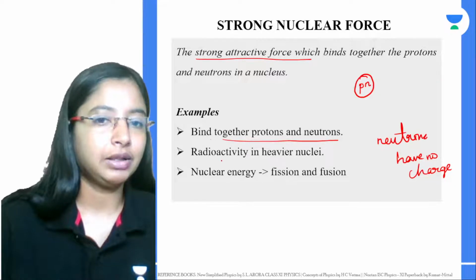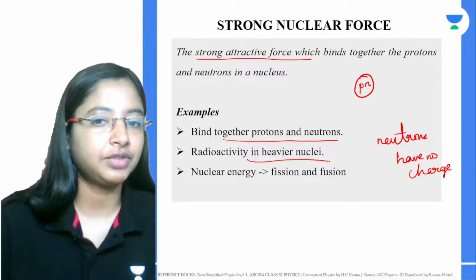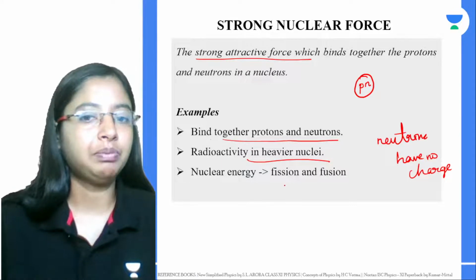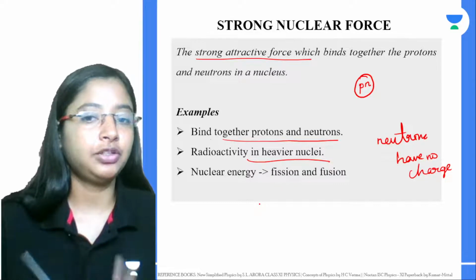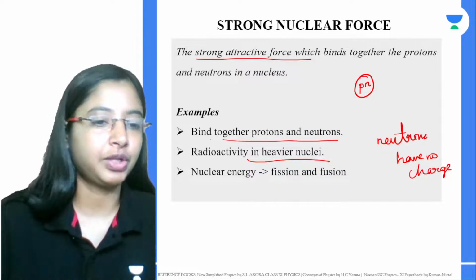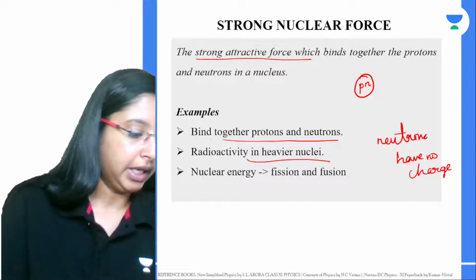Since they act in such small distances, radioactivity in nuclei happens because of your strong nuclear force, and your nuclear energy, from both fission and fusion, is again because of strong nuclear forces.